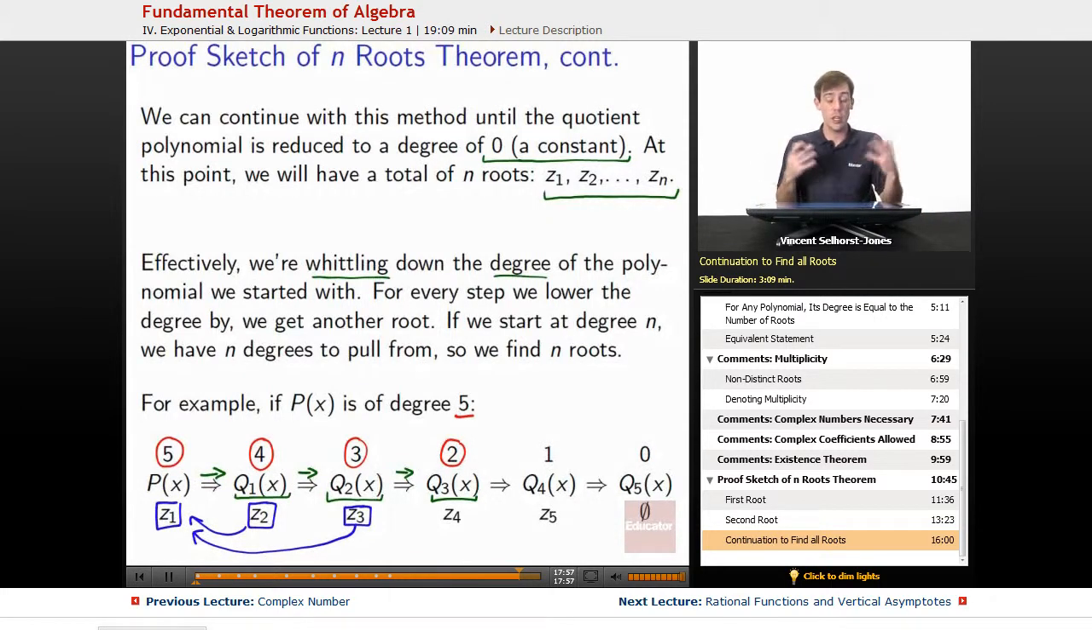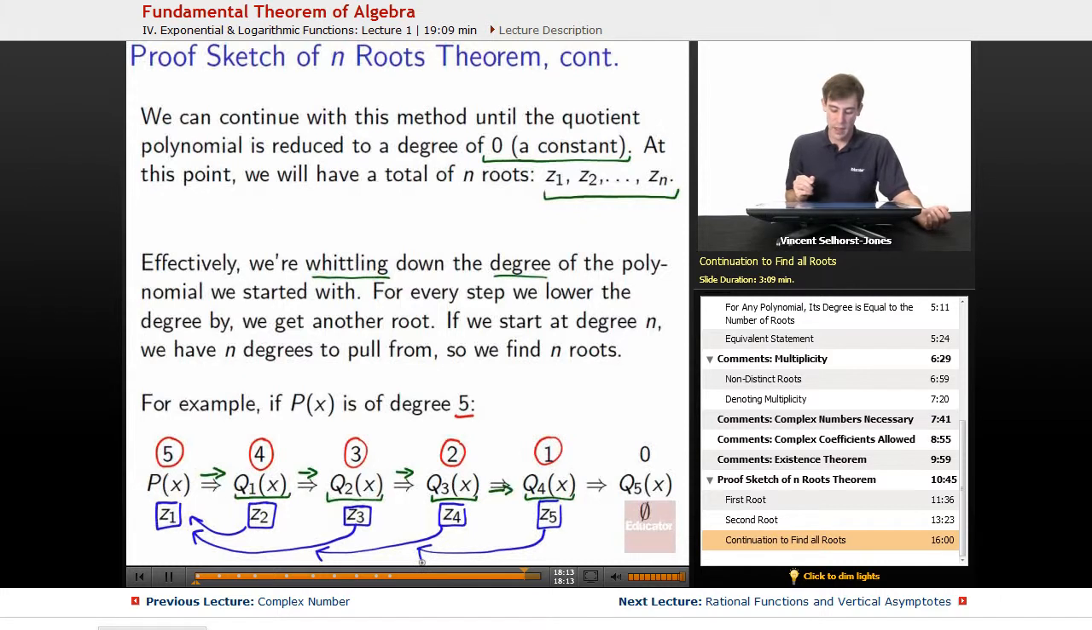Since it has a degree greater than 0, we're guaranteed a root there, which is once again going to be a root of our initial polynomial. We break it down once again, we get to q4 of x. It has a degree of 1, so it is guaranteed to have a root of z5. We plug that in, and so that's going to once again be yet another root. And finally, we use the division algorithm one last time, and we get down to q5 of x, which now has a degree of 0.